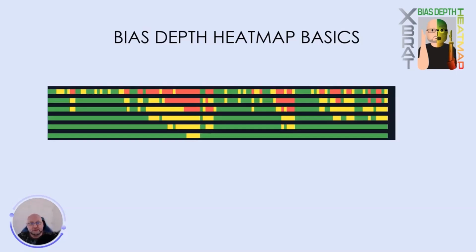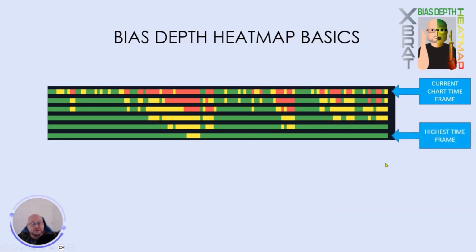So this is the BIAS Depth Heatmap as a subchart, but it's skewed out so you can see all levels. The current chart time frame that you're on is at the top. And then as you go down the BIAS Depth Heatmap, you get the depth of those higher time frames.